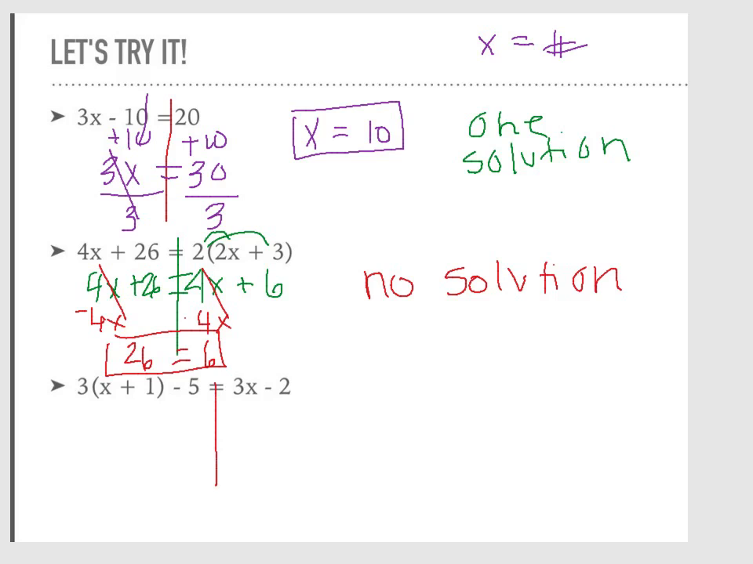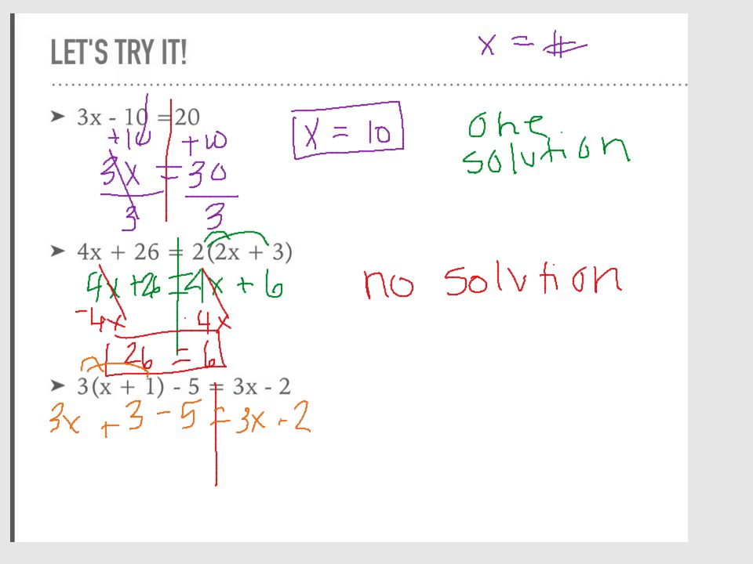My final problem that I have says 3 times (x plus 1) minus 5 equals 3x minus 2. So I take my 3 and I times it by my x, which is 3x. I then take my 3 and times it by my positive 1, which is plus 3. I drop down my minus 5. I also drop down my 3x minus 2, which I have not touched yet.